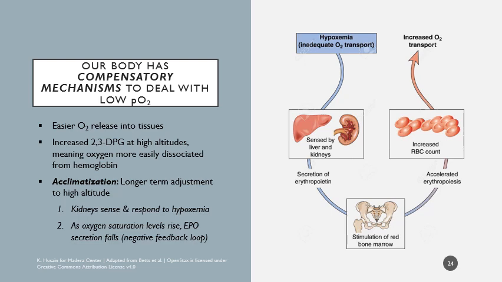That change is sensed by the liver and the kidneys, which themselves produce more erythropoietin, especially your kidneys. So you have this erythropoietin, which is a hormone that signals the production of red blood cells. And so that sends a signal to the red bone marrow to increase erythropoiesis, increase the amount of red blood cells. So now, even though you're not necessarily shifting the curve, you have more red blood cells to carry oxygen. So you have increased oxygen transport.